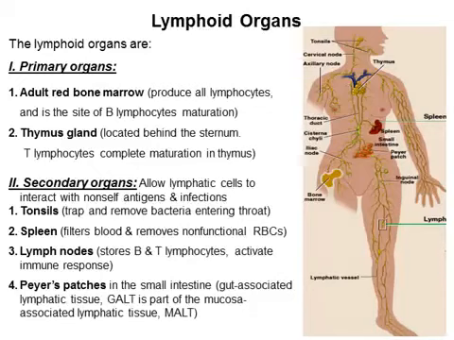the immune response. And the paired patches in the small intestine. These paired patches in the small intestine are associated with the digestive system, so they are called gut-associated lymphatic tissue, GALT, which is part of a bigger group called the mucosa-associated lymphatic tissue, which is the lymphatic tissue associated with mucosa all over the body. So these are the secondary lymphoid organs.